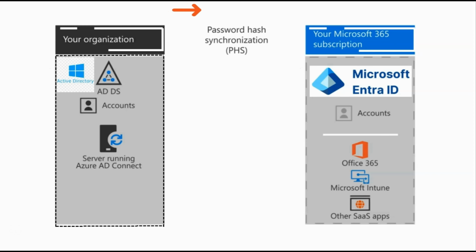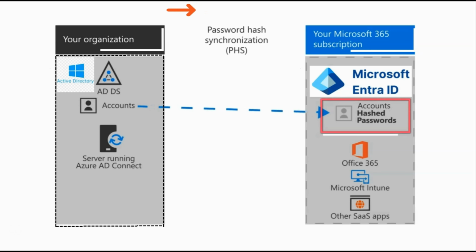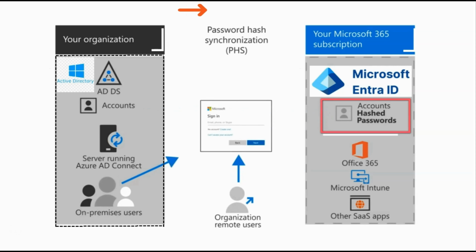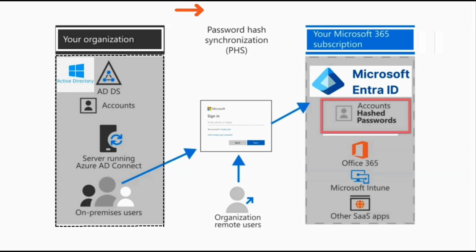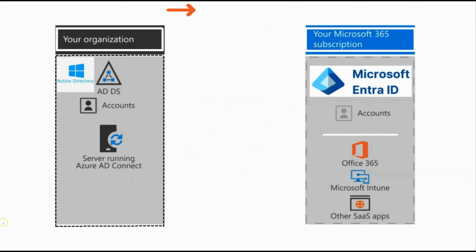The first type is password hash synchronization, or PHS, in which tools like Entra Connect or Cloud Sync synchronize a hash of a hash version of user account passwords. With PHS, Entra ID performs the authentication of user credentials because it can verify both the user account name and password. The second type of managed authentication is pass-through authentication, or PTA.